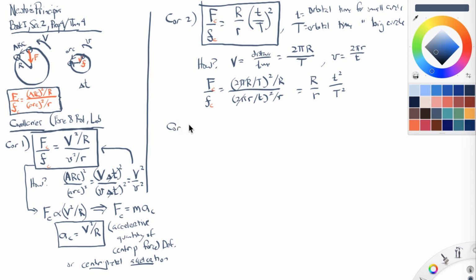And what about corollary... I'm going to skip over Corollary 3. Let's jump right to Corollary 6. This is an interesting one. Corollary 6. This one is a little bit different. Let me go back, make my 6 a little bit better. Corollary 6 is going to be a very interesting one.